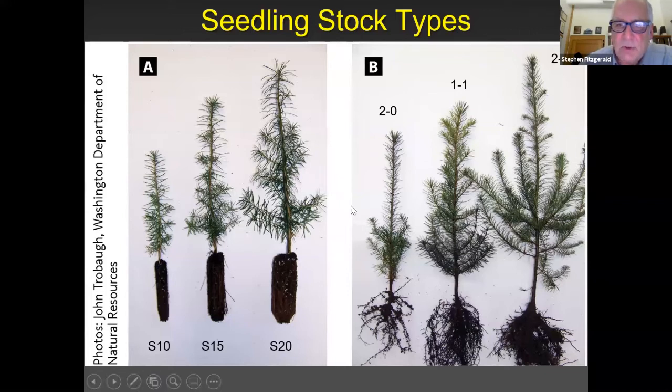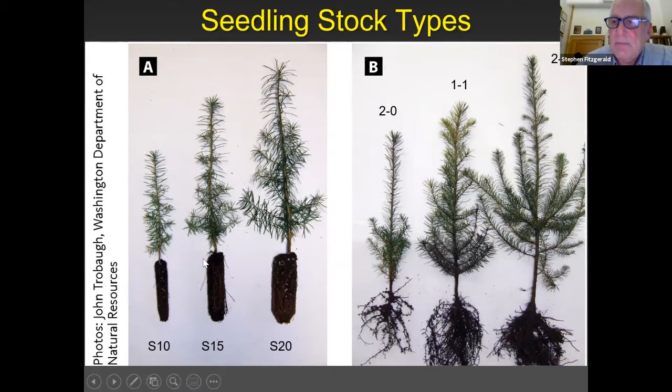Oftentimes, the ones on the right are called bare root. So these are seedlings that are grown in the fields that I just showed, and then they're lifted. That is, they have a machine that undercuts under that bed of seedlings and severs the roots, and then they're picked up, brought to a packing plant, sorted, and then packaged, and then you come and pick them up and plant them out.